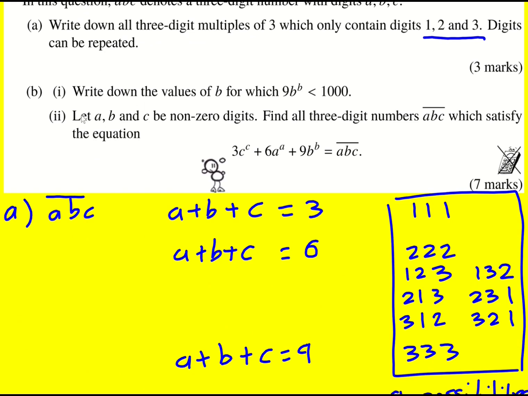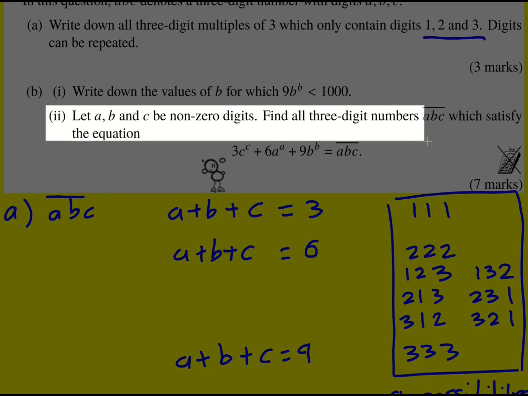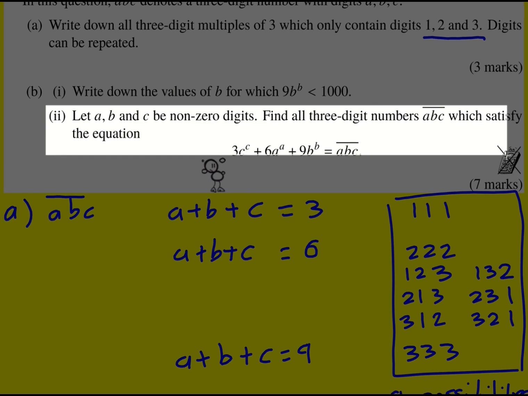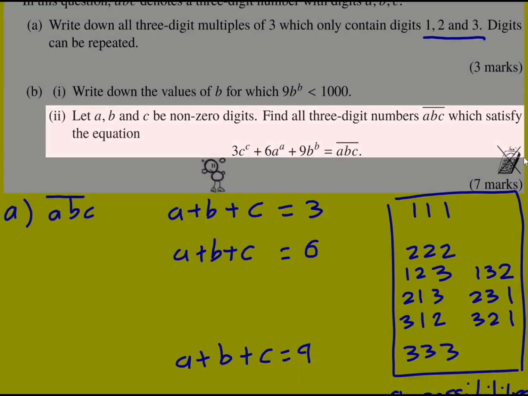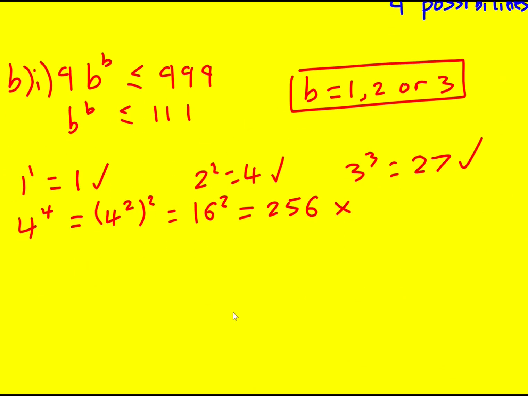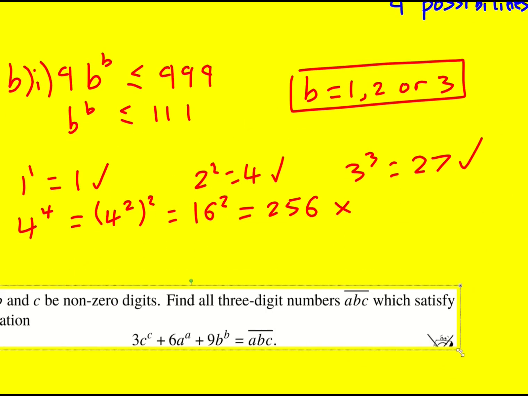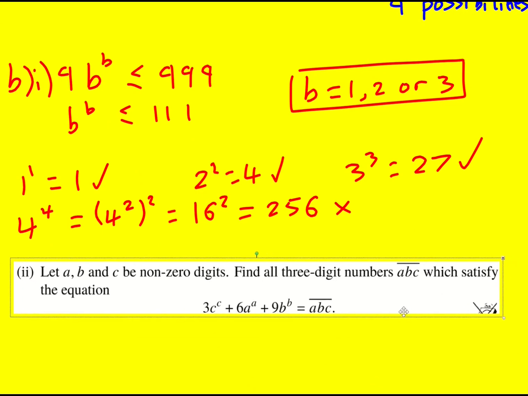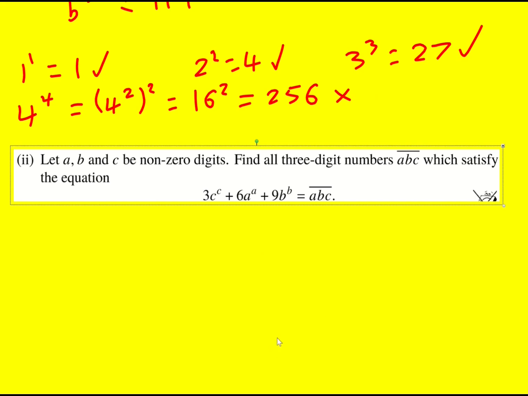So here's the main event. Let A, B, and C be non-zero digits. Find all three-digit numbers ABC which satisfy this equation. Now, this thing here has got to be less than or equal to 999.